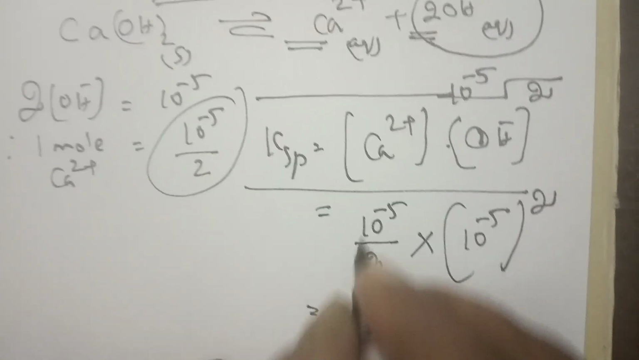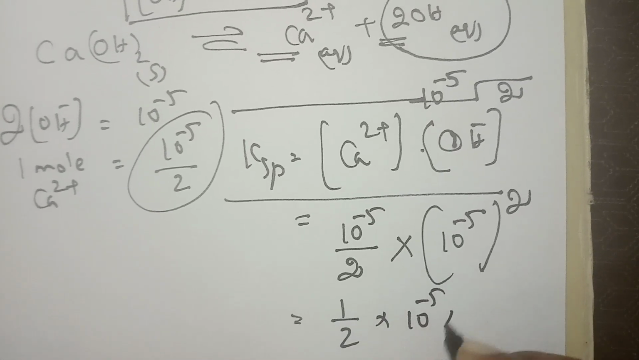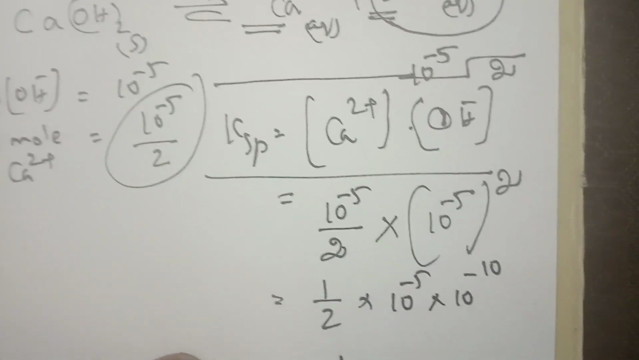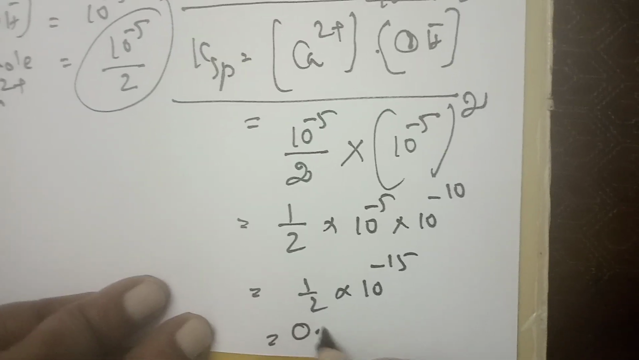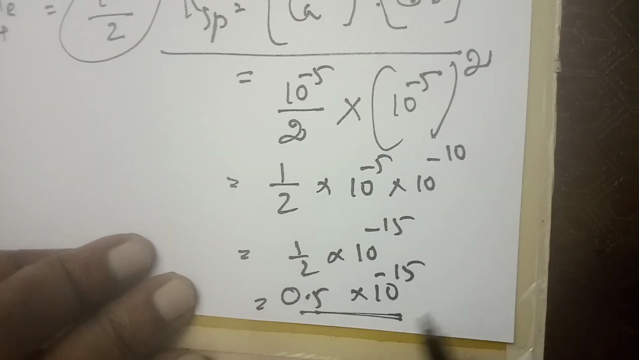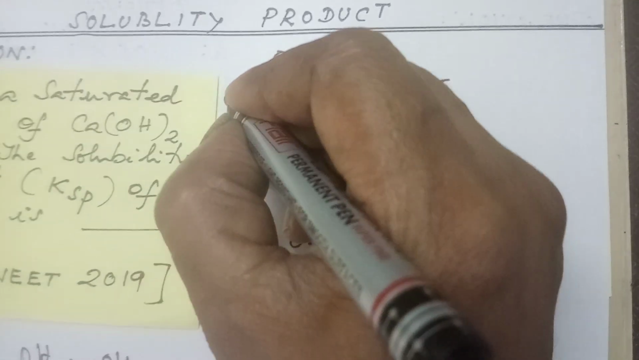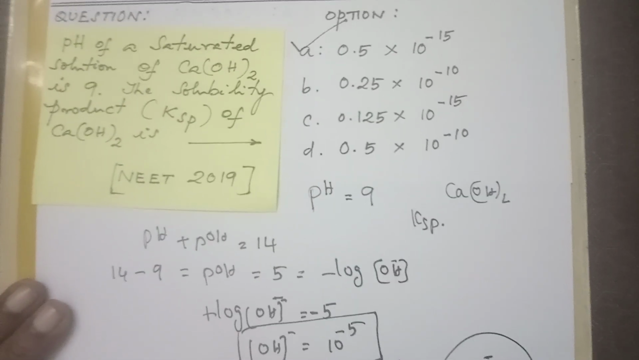Now let me write. We can write it as half into 10 power minus 5 into 10 power minus 5 into 10 power minus 5. So you are getting half into 10 power minus 15. Half is 0.5, so 0.5 into 10 power minus 15. This is the answer. Let us go and see the options. Here it is 0.5 into 10 power minus 15. So this is the answer. Okay, now let me again repeat the main point.